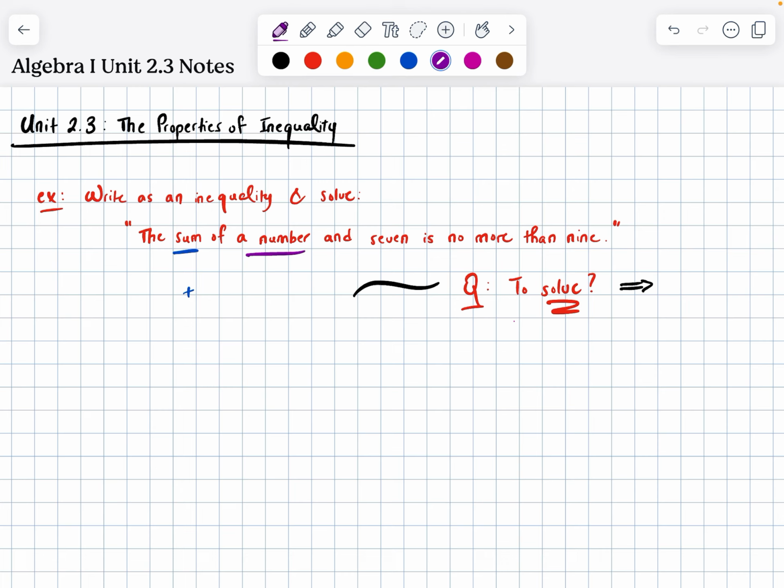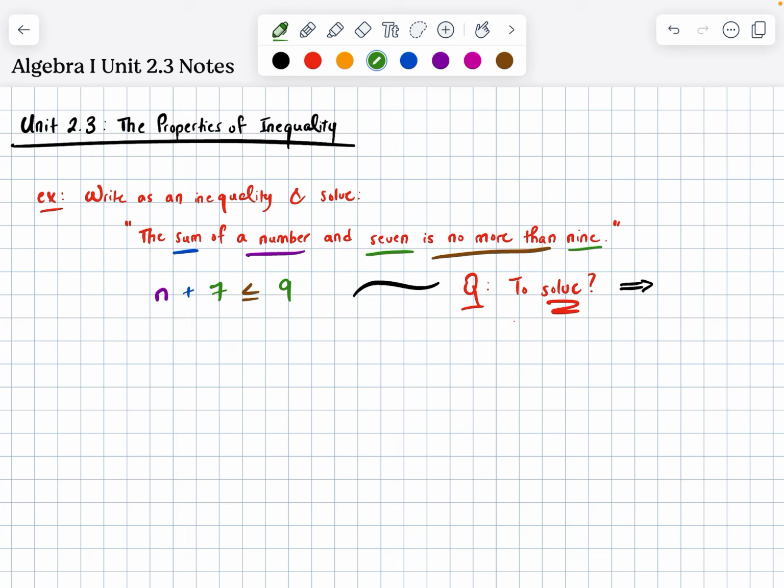And stop. Well, first off, let's do my translation. The sum of, well, that of course gives me the operation addition. I've got a number. I don't know what that number is. Let's call it n. The thing being summed with that number is 7. Is no more than here is going to be my inequality symbol. Well, if I'm no more than, hopefully we feel good about this translation by now, I cannot be more than, so I could be less than or equal to. And then on the other side of my inequality symbol, there's my 9. So n plus 7 is less than or equal to 9.